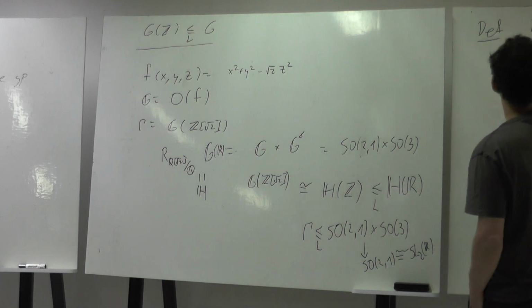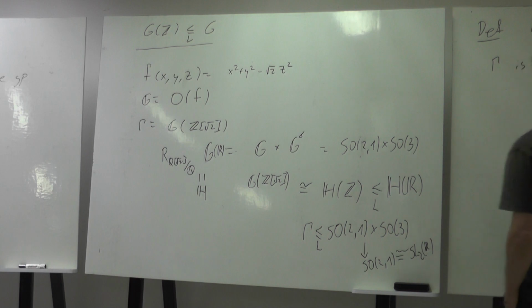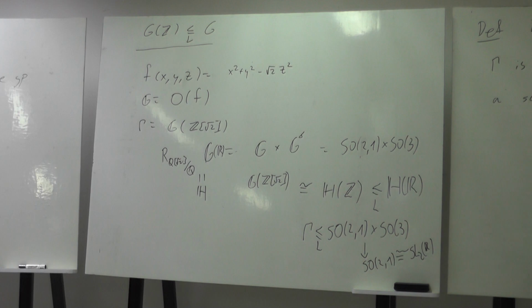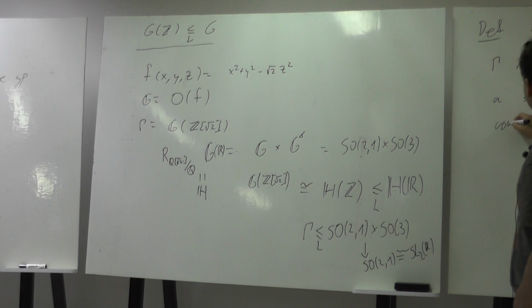Gamma is arithmetic if there is a Q algebraic group and a surjective map from H, the real points, onto G with compact kernel, such that gamma is commensurable to the image of H of Z.